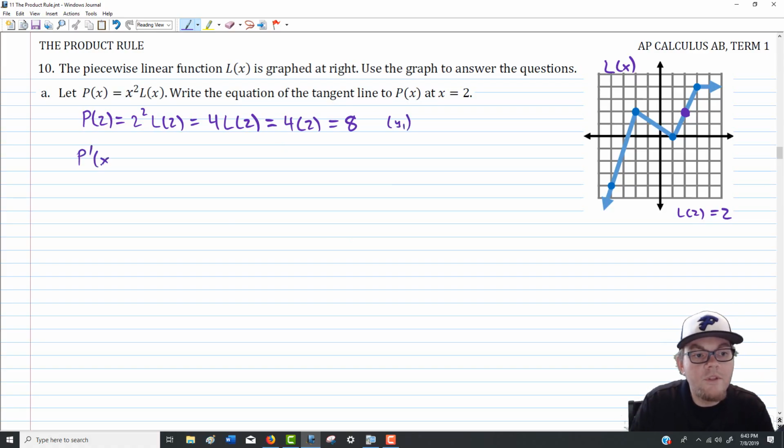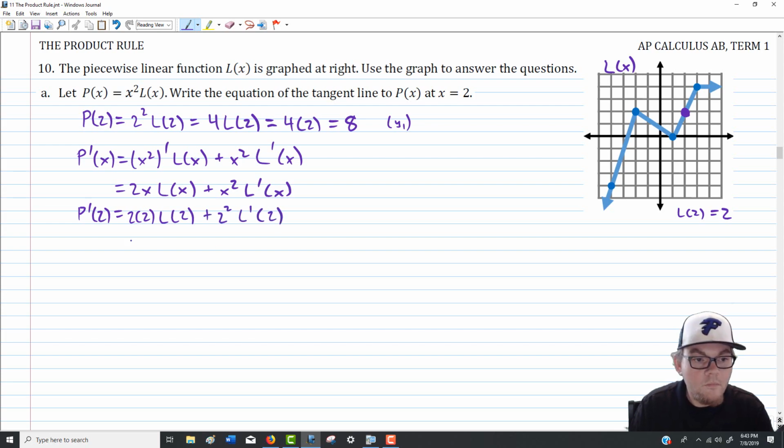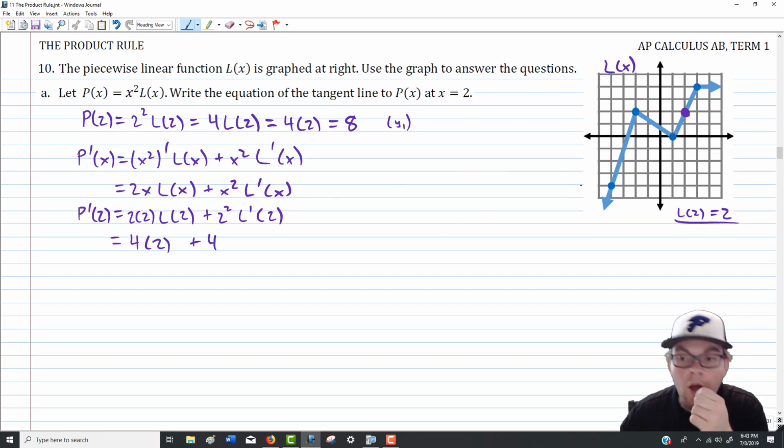Next, we need p prime. So let's first calculate the derivative. We're going to have x squared prime times L of x plus x squared L prime of x. I should have just done this one faster. This gives us 2x L of x plus x squared L prime of x. And then specifically we're interested in p prime of 2, which is going to be 2 times 2 L of 2 plus 2 squared L prime of 2. So looking at our equation here, we already established that L of 2 is equal to 2. So that means this is 4 times 2 that we'll be calculating. Next we have 4. And then we want L prime of 2.